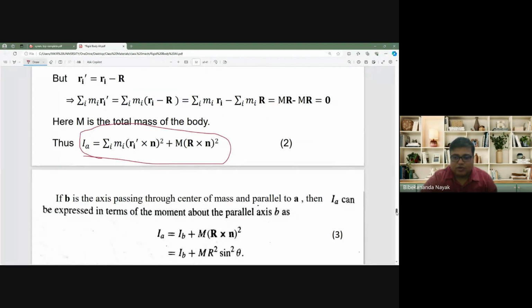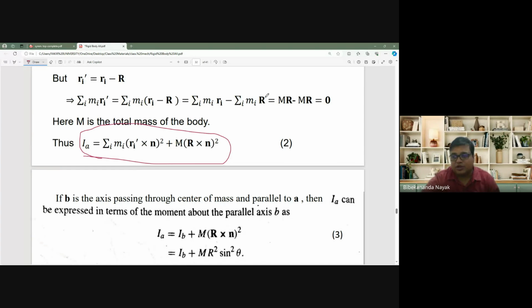If B is the axis passing through the center of mass and parallel to A, then I_A can be expressed in terms of the moment of inertia about the parallel axis B. It is the parallel axis theorem, which you know from class 2. Also, in class 3, you know the parallel and perpendicular axis theorem. Okay, this is the parallel axis theorem.